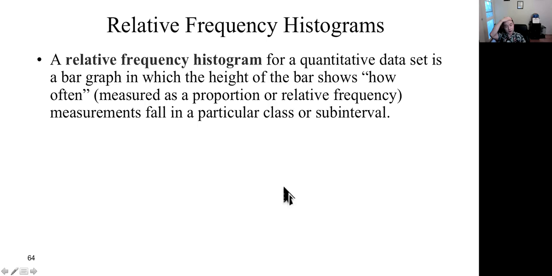All right, we can put the histogram into a relative frequency, which means the height is the relative frequency.